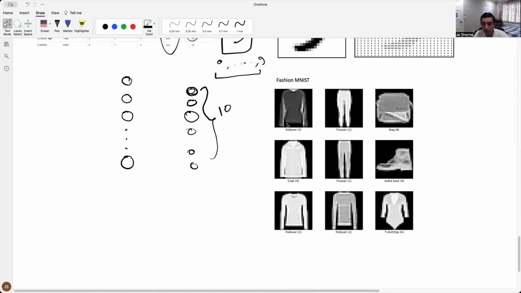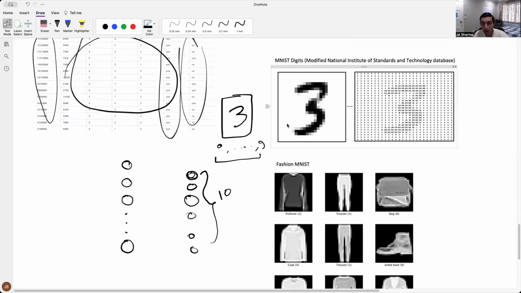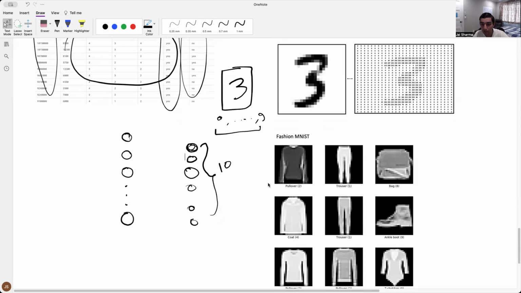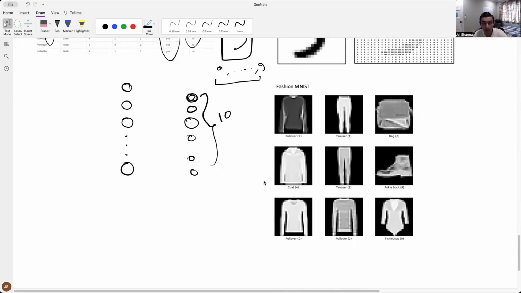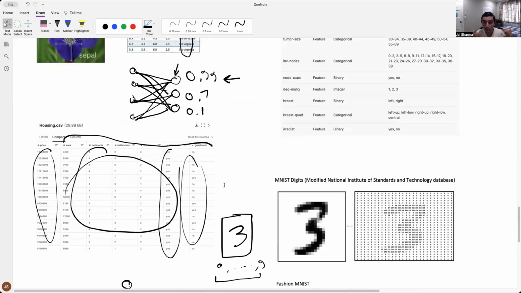Here you can see a slightly different version, which is fashion MNIST. Instead of digits, now you have different types of clothing. And yeah, I guess this gives you a pretty good example of what kind of data sets are out there to play with.